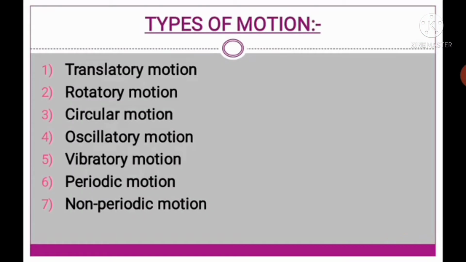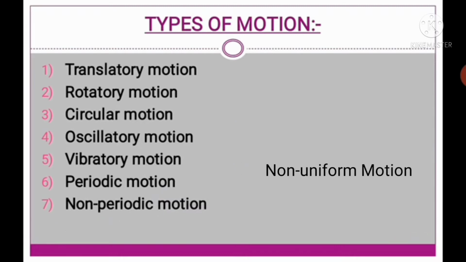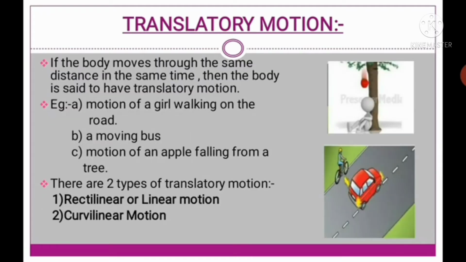What are the different types of motions? Here we are going to discuss 10 different types of motion. First one is translatory motion, then rotatory motion, circular motion, oscillatory motion, vibratory motion, periodic motion, non-periodic motion, random motion, uniform motion, non-uniform motion. Okay, so first one is translatory motion.